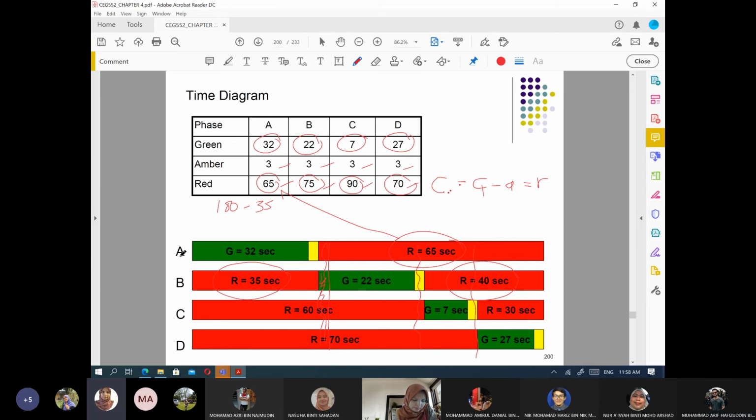Lepas habis fasa A hijau, kuning, merah, terus je fasa A ni merah, at the same time fasa B ni akan hijau. Okay, habis je fasa B ni turn to red light, terus fasa C tu akan hijau turun bawah. Okay, habis je fasa C tu turn red light, fasa D would automatically turn green. Okay, so semua ni adalah pada masa yang sama lah.